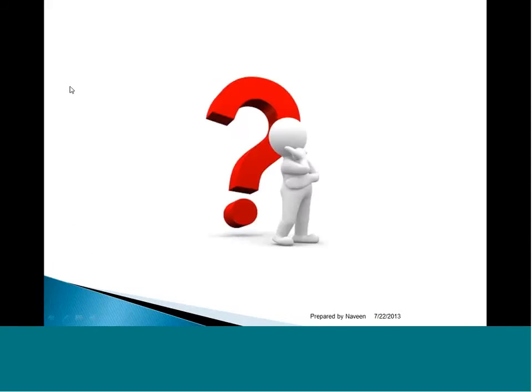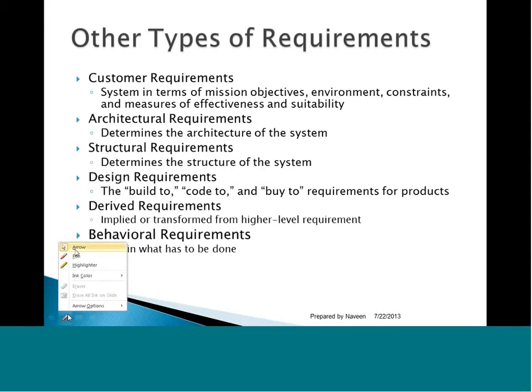Then there are other types of requirements like customer requirements, architectural requirements. What are customer requirements? Systems in terms of mission, objectives, and whatever your customer asks you to have as part of the application development. Sometimes some of the clients may have specific requirements pertaining to architecture. The framework has to be like this, or it has to follow service-oriented architecture, not client-server model. Structural requirement, the structure, how it should be. The design itself, the logical structure.